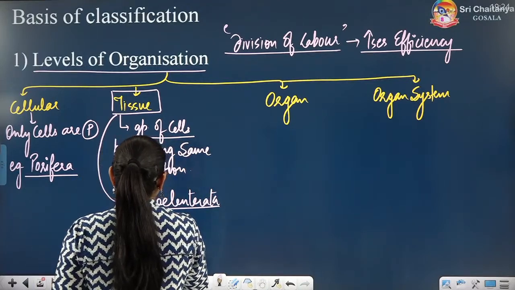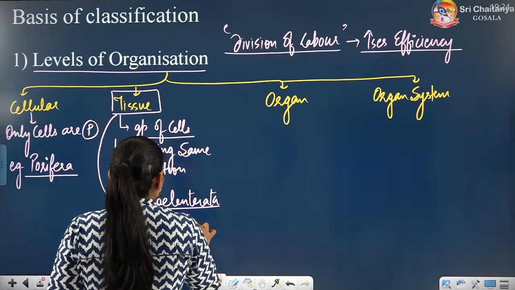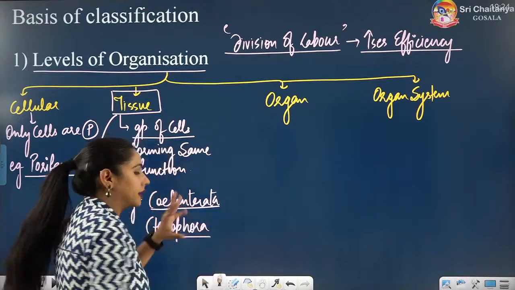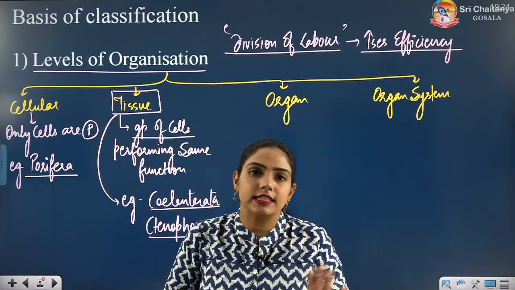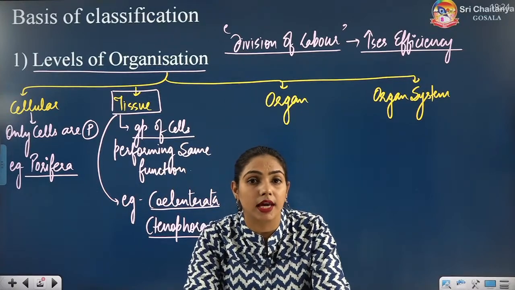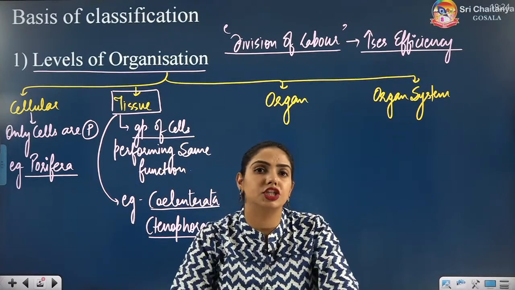Then the next phylum Ctenophora also has tissue level of organization, but organs are not present in them, okay. Only tissues are present.